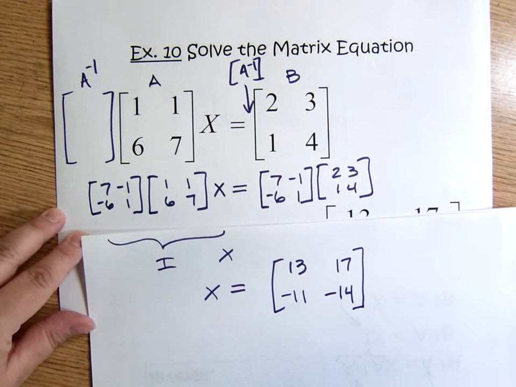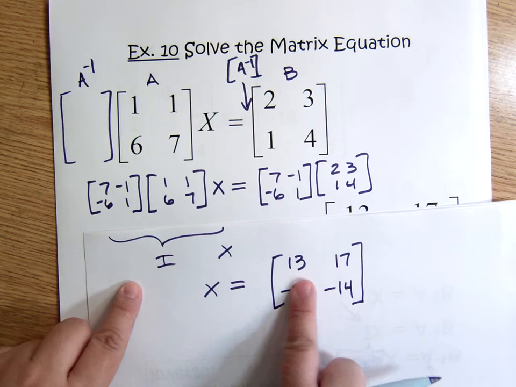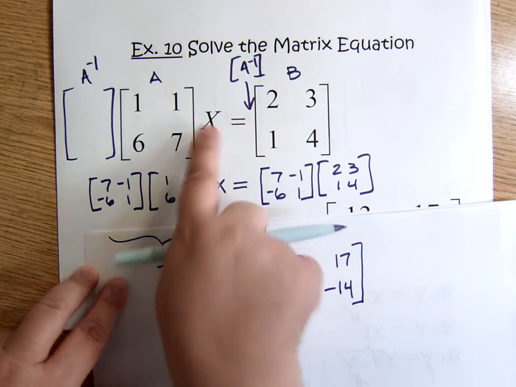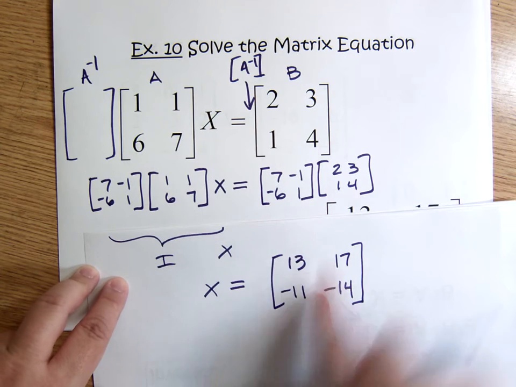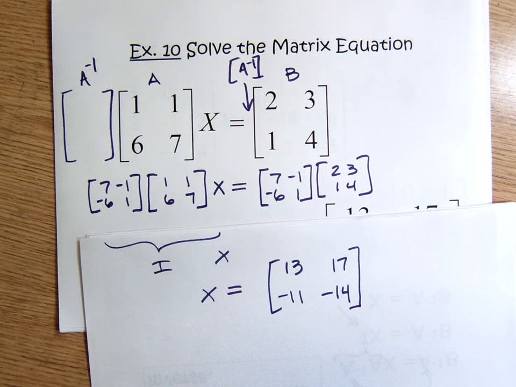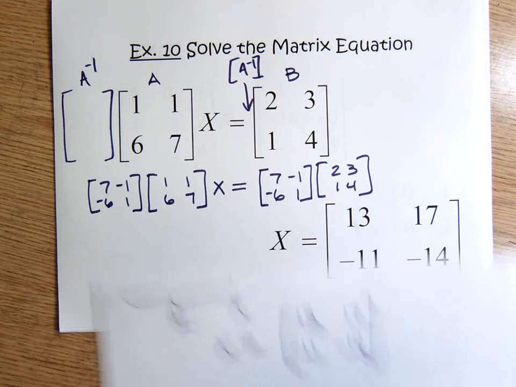You can always check yourself by taking this matrix and doing this matrix A times X that we came up with and seeing if you get B. You're solving an equation, and anytime you solve an equation, whether it's a matrix equation or any other kind of equation, you could check your work by plugging it back in. Okay, so let's go ahead and look at this next one.